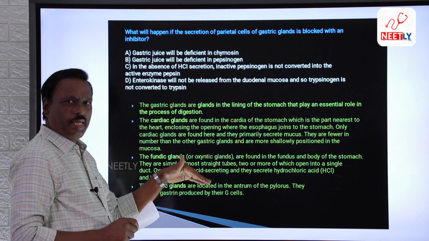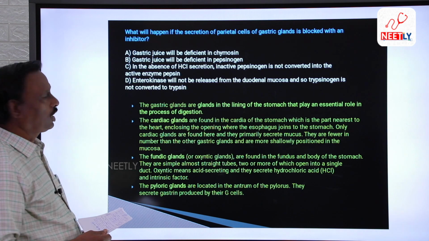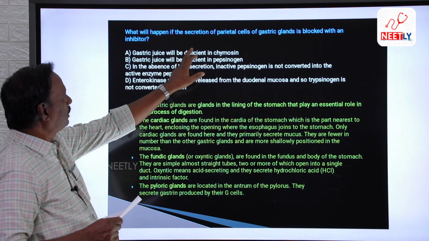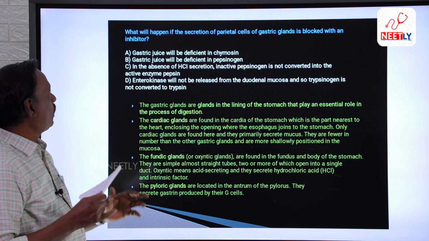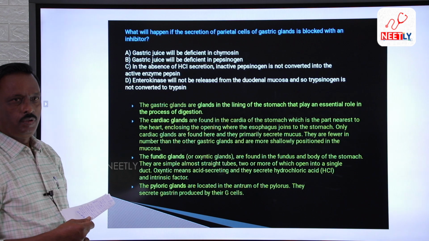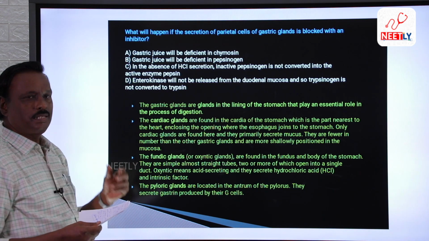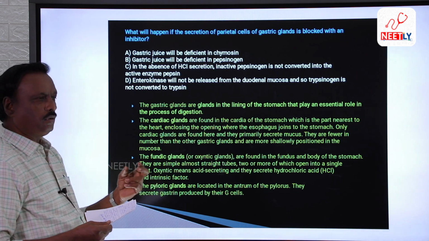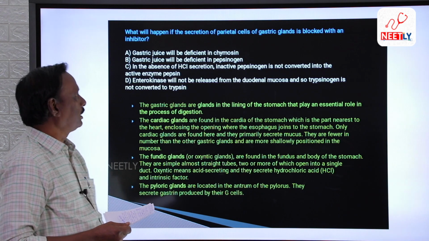Before going to the answer to this question, first understand it by reading the question very carefully. What will happen if the secretion of the parietal cells of the gastric gland is blocked with an inhibitor? What do you mean by the inhibitor? The inhibitor is a chemical or any substance which inhibits or completely arrests the functions of another thing.